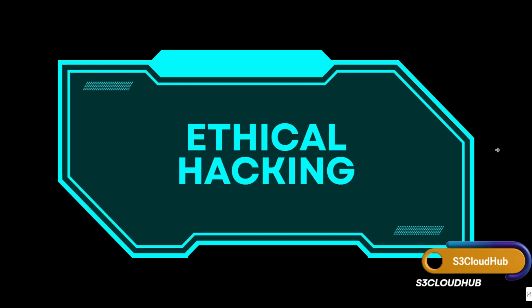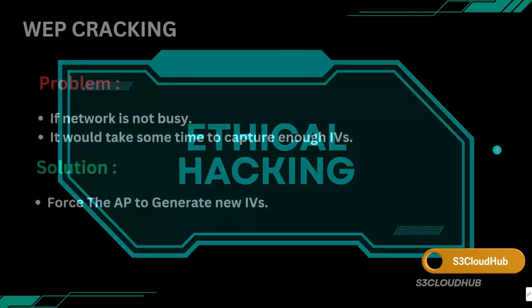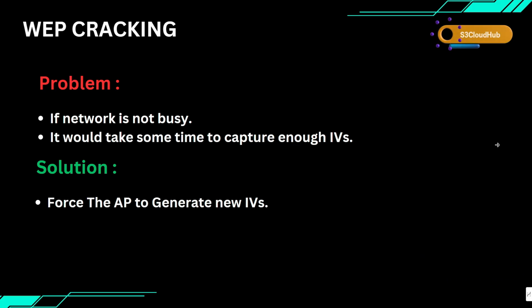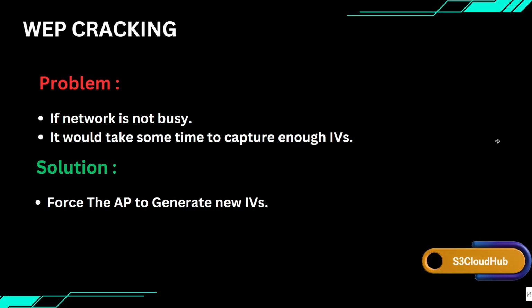Hello friends, welcome back to the ethical hacking course. Now that we have successfully associated with our target network, we can finally start interacting with it. This means the network will no longer ignore us. So what's next? We can begin injecting packets into the network traffic to force the access point to create new packets with fresh IVs. This process will speed things up dramatically, allowing us to crack WEP networks in just a few minutes.